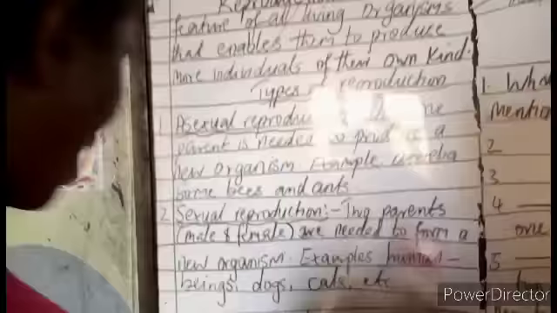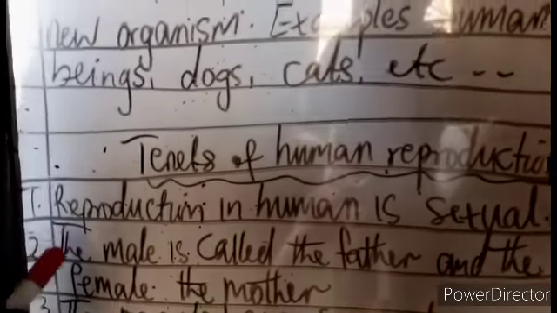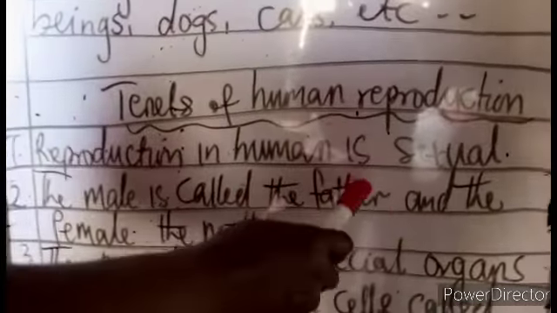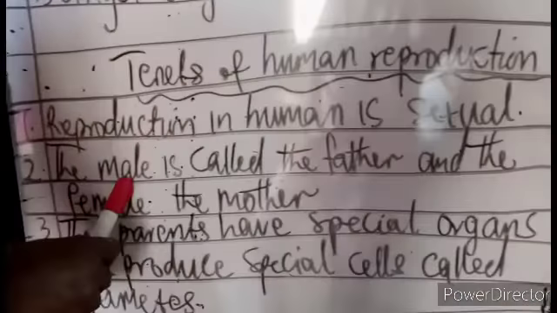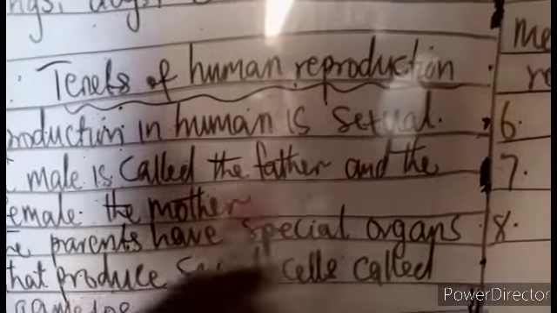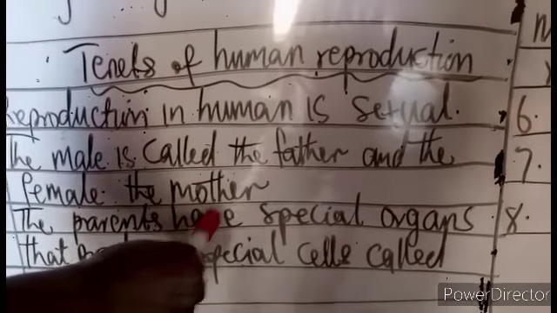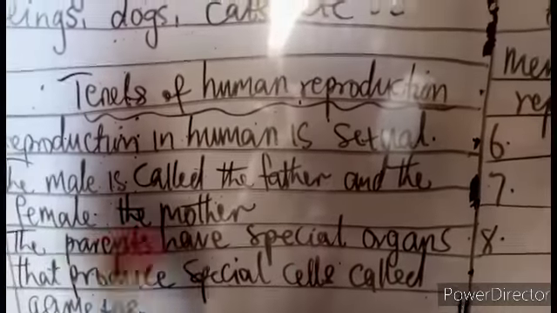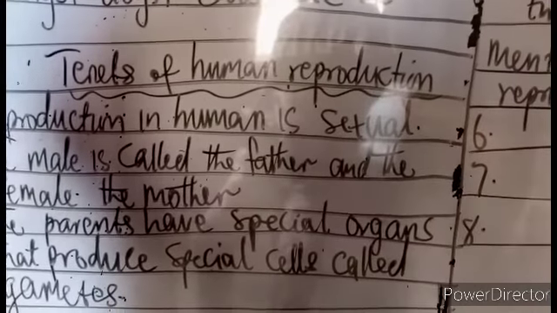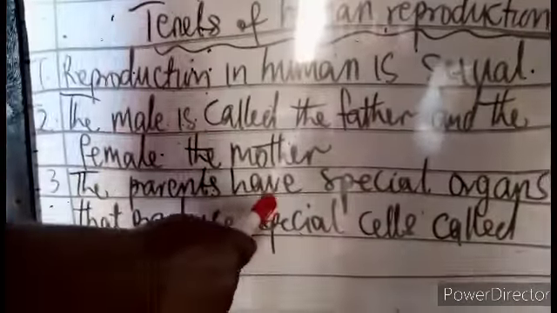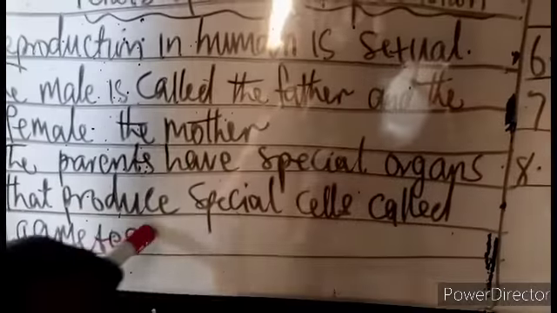Is that okay? Alright, the next one is types of human reproduction. Number one, reproduction in humans is what? Sexual. It means that a man and woman must meet together in order to have a new baby. Two, the male is called the father and the female the mother. Don't forget, we have mommy and daddy. So the man is called the father while the woman is called the mother. Three, the parents have what? Special organs that produce special cells called gametes.